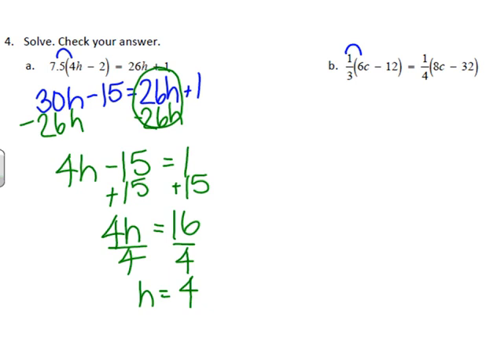1/3 of 6 is 2, so I get 2c. 1/3 of 12 is 4.